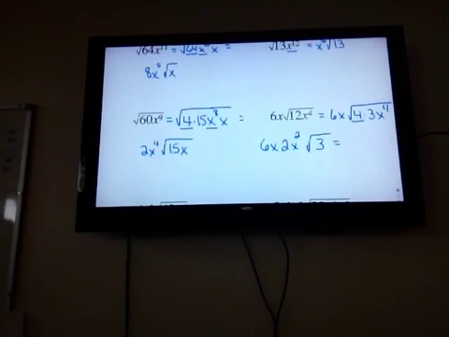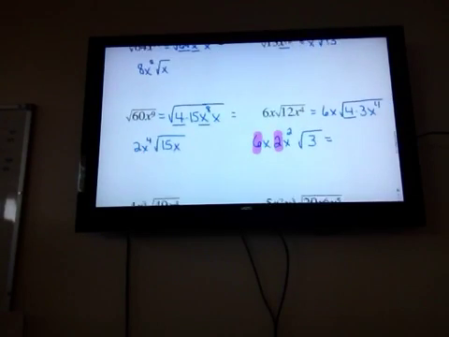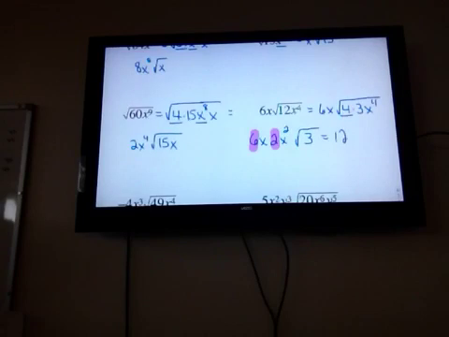And then I got to put that stuff together. So 6 times 2 is 12. X times x squared is x to the 3rd. Square root 3. So remember, if you have stuff out and you bring stuff out, those get multiplied together.